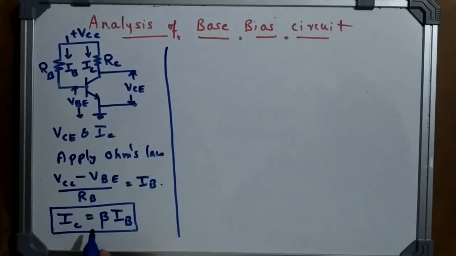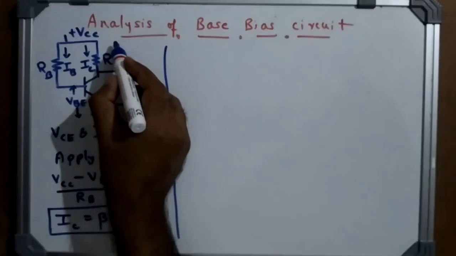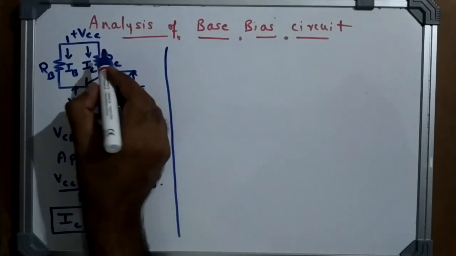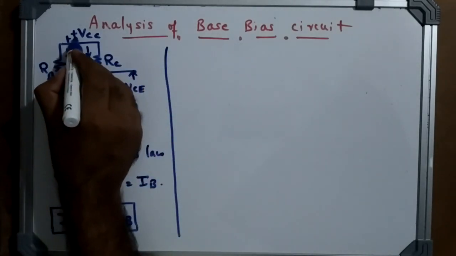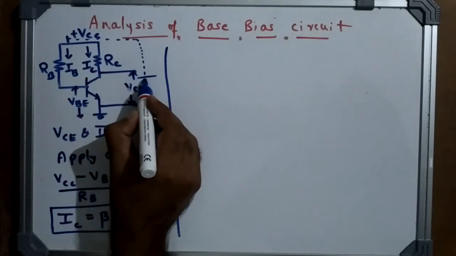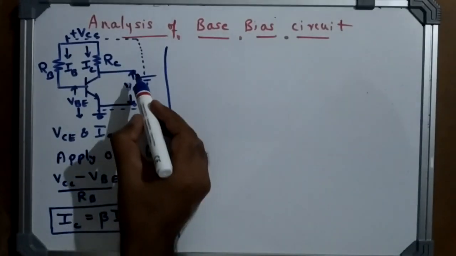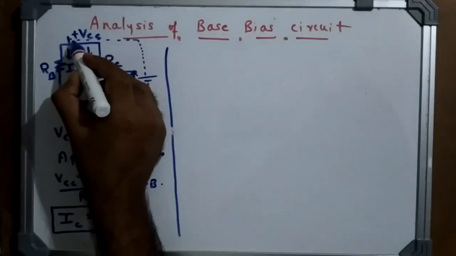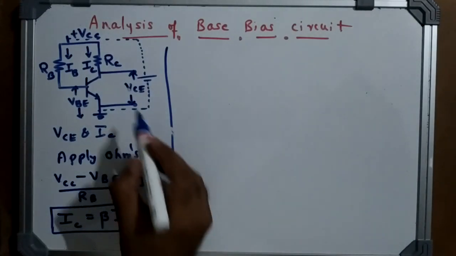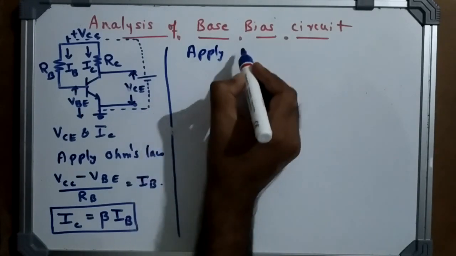Now we get the expression for VCE, for which we apply KVL at the output loop. So what is the output loop? See, this is like this. The meaning of plus VCC is like this: positive of the battery is connected here, negative of the battery is connected here. Now we apply KVL at the output loop.